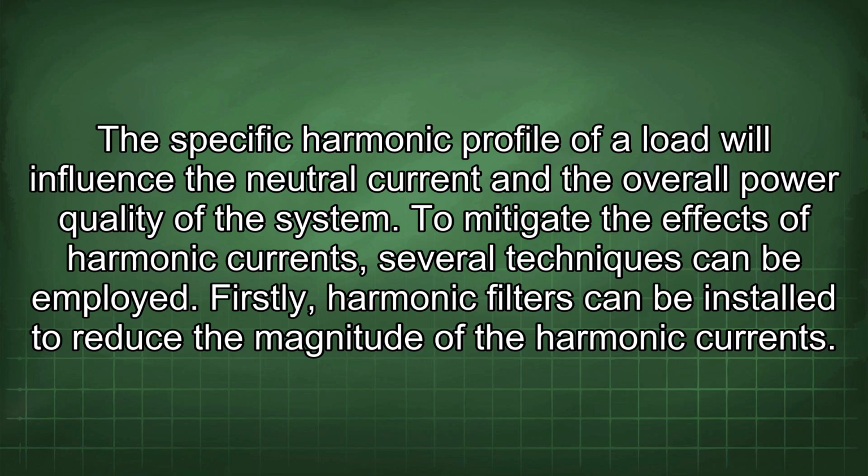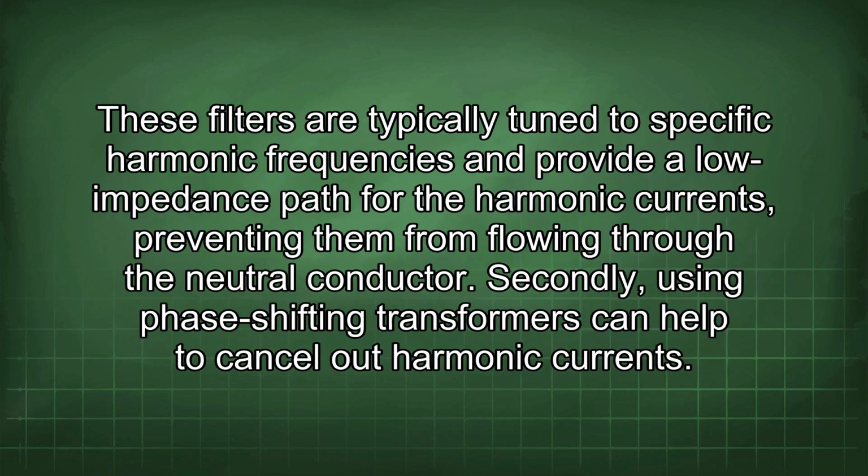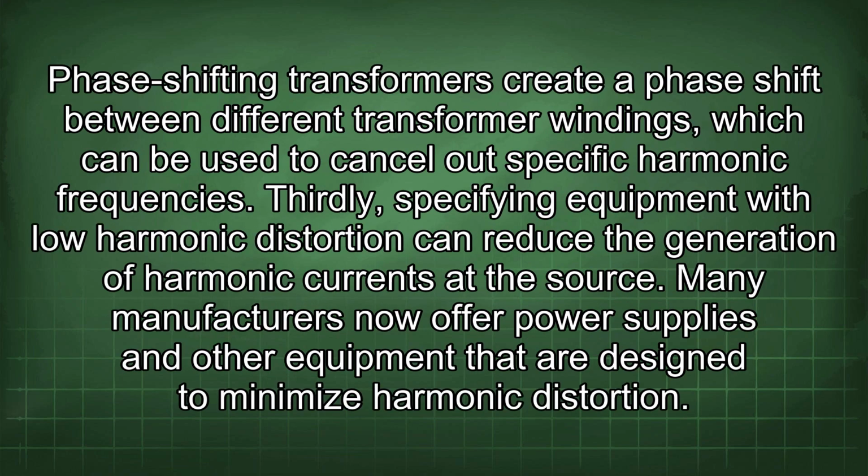To mitigate the effects of harmonic currents, several techniques can be employed. Firstly, harmonic filters can be installed to reduce the magnitude of the harmonic currents. These filters are typically tuned to specific harmonic frequencies and provide a low impedance path for the harmonic currents, preventing them from flowing through the neutral conductor. Secondly, using phase-shifting transformers can help to cancel out harmonic currents. Phase-shifting transformers create a phase shift between different transformer windings, which can be used to cancel out specific harmonic frequencies.